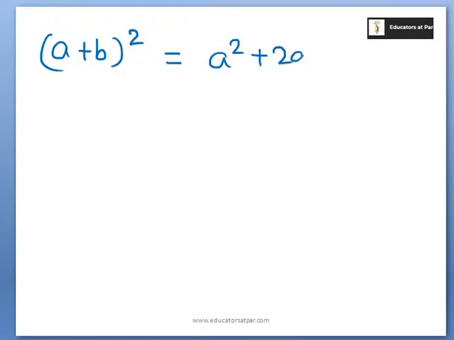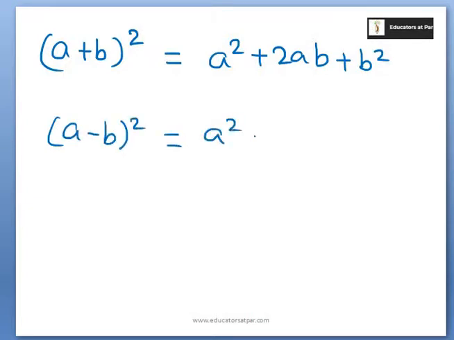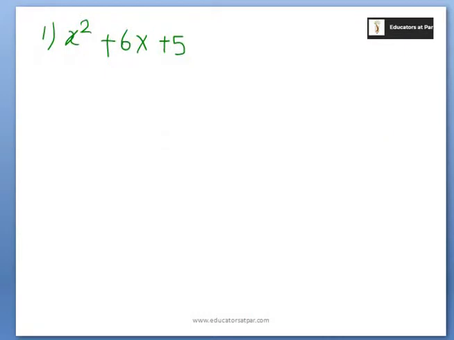Before we move to it, let us first quickly recall the formulas of (a + b) the whole square. It's a² + 2ab + b². And the formula of (a − b) the whole square is a² − 2ab + b². We will try to identify a and b in the next steps.